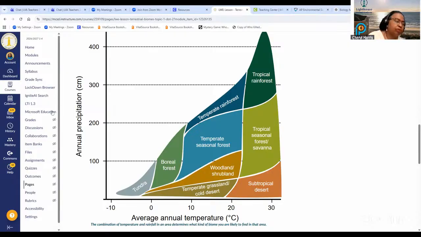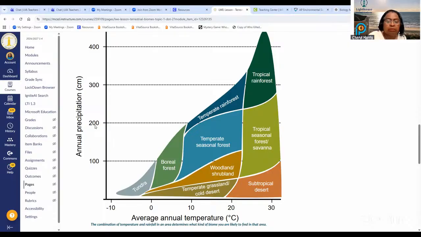So if they give you that information, say there's 100 centimeters of rain annually, and it has an average temperature of 5 degrees Celsius. I can run my finger across 100 and come down to 5, and wherever the points meet, that's the name of that particular biome. So something that has 100 centimeters of rainfall and an average temperature of 5 degrees would be a boreal forest.